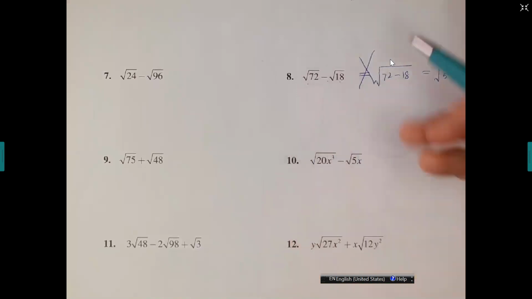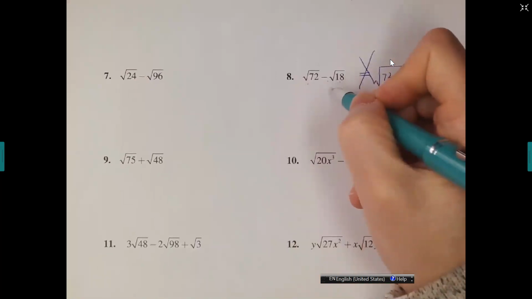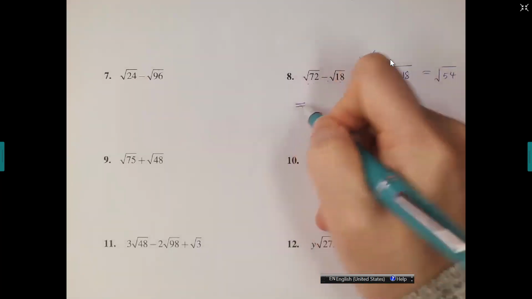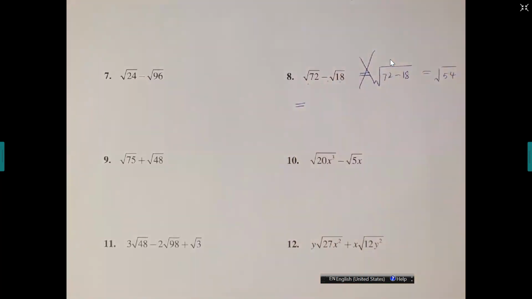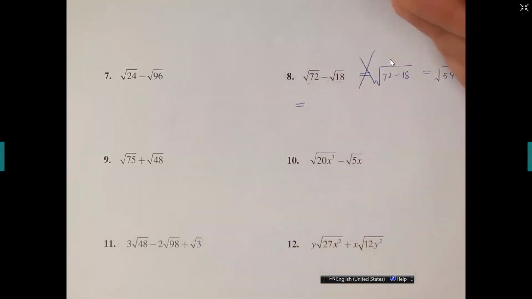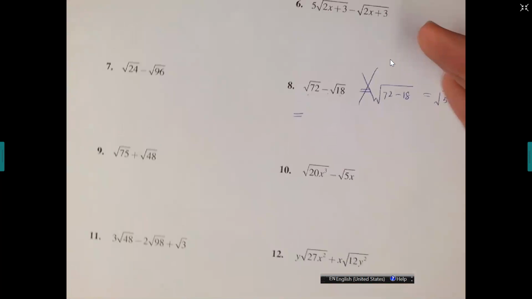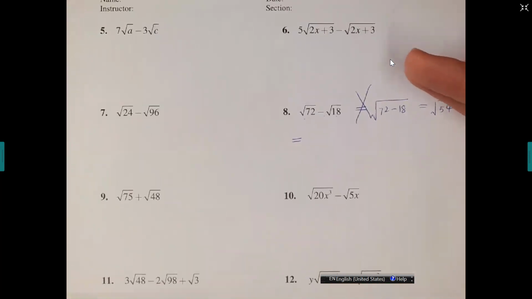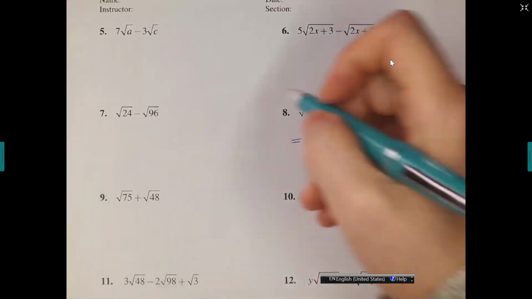So for this one, what is the right way? 72. If you notice, I notice 72 equals 2 times 36, and 36 is a perfect square number. If you do not recognize this, take your time. Pretend that I'm new to this topic here. I just take my time.